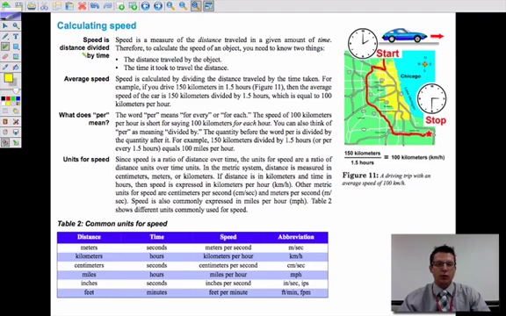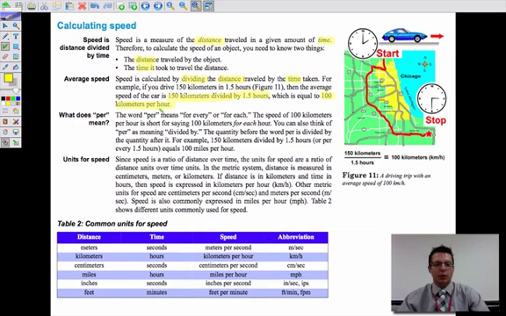Calculating speed. That is my second goal of the day, to learn how to calculate speed. Speed is the measure of the distance traveled in a given amount of time. Therefore, to calculate the speed of an object, you need to know two things: distance and time. Speed is calculated by dividing the distance traveled by the time taken. For example, if you drive 150 kilometers in 1.5 hours, then the average speed of the car is 150 kilometers divided by 1.5 hours, which is equal to 100 kilometers per hour.